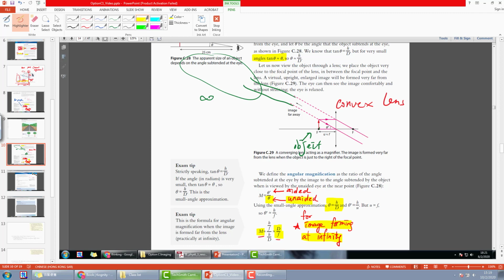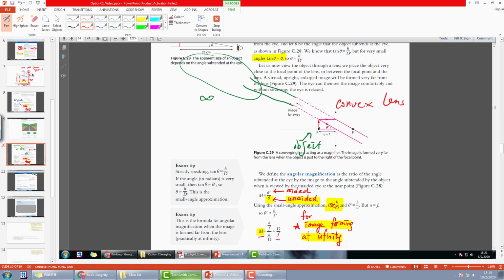For the unaided one, once again, it will be better if you understand this is not equal, but an approximation. That's why at the end you'll find out the result is also an approximation. So this is not a perfect equivalent formula.